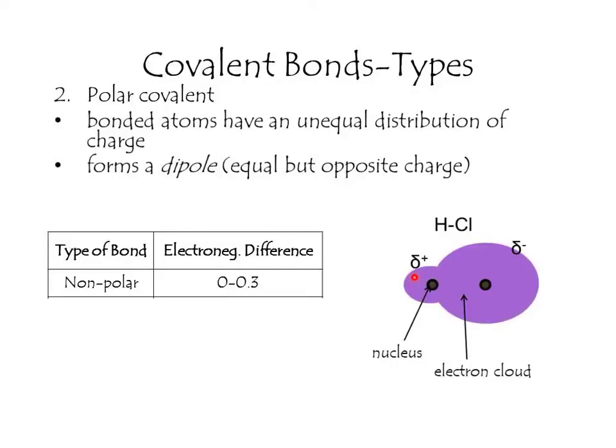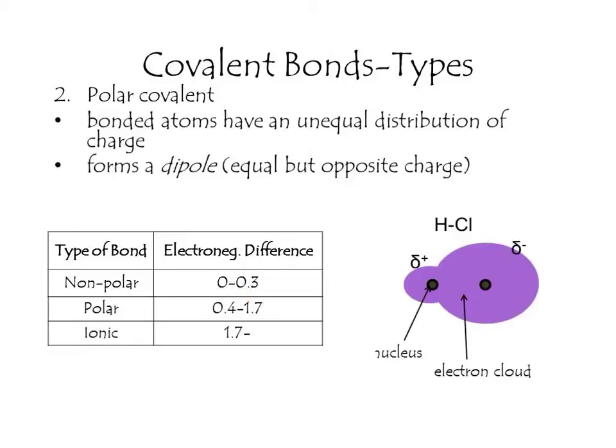How do we determine the type of bond? Well, for polar, you have to know that if we take the electronegativity difference, the difference should fall between 0.4 and 1.7. If it falls above 1.7, it's considered an ionic bond.